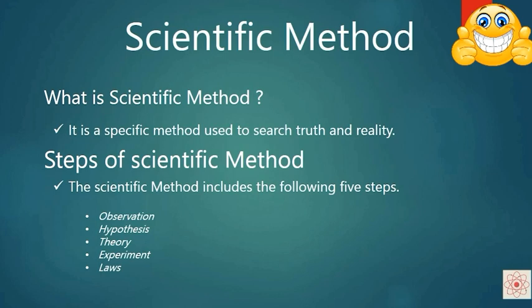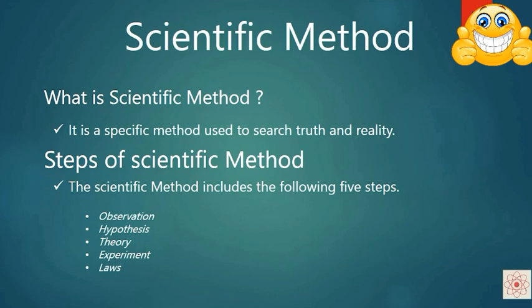The scientific method includes the following 5 steps. Number 1 is observation. Number 2, hypothesis. Number 3, theory. Number 4, experiment. And number 5, laws. Now we will discuss each step of scientific method.